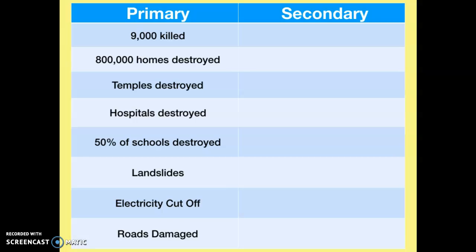So the first effect of the earthquake was the loss of human life. 9,000 people died in this earthquake, and the knock-on effect of that is going to be, firstly, the tremendous suffering and grief which is caused to the families and friends of those people.